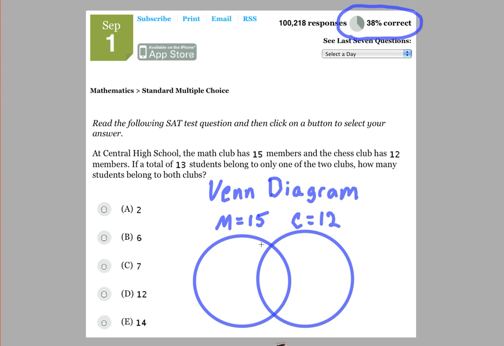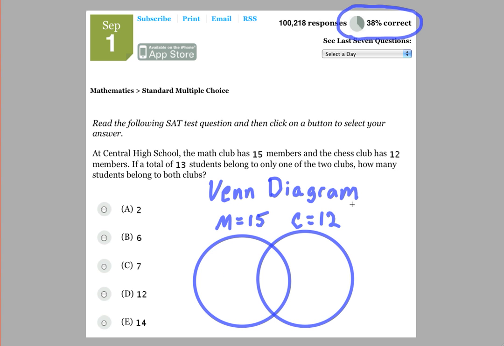Remember that when I say math equals 15, I mean this entire circle has 15. So I can't write 15 here because I don't know that 15 of those students are only in the math club, if you see what I mean. So it could be 15 and 0, it could be 10 and 5, it could be 5 and 10, I don't really know, right? So that's why I'm not writing anything down just yet.